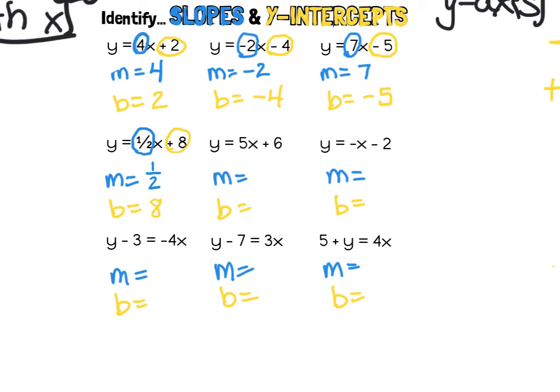So the next equation, y equals 5x plus 6. Easy enough. The equation is solved for y. So the number multiplying with x is our slope, and the number adding with x is our y-intercept.